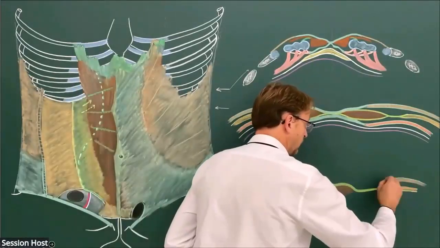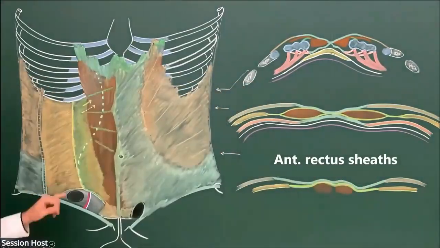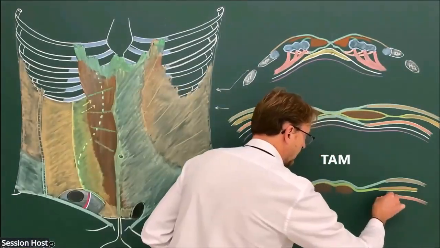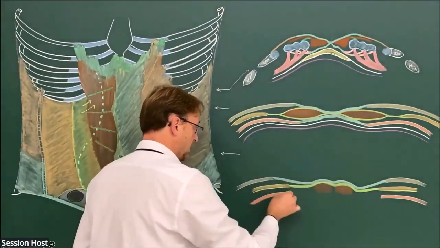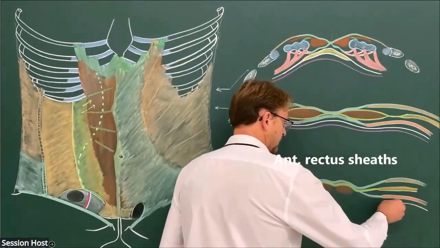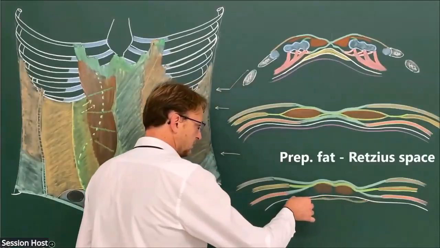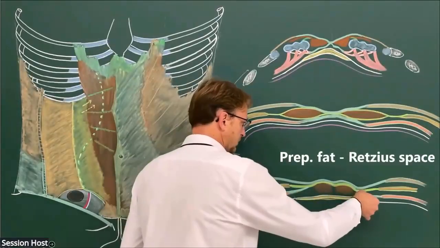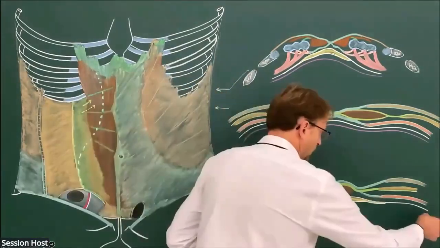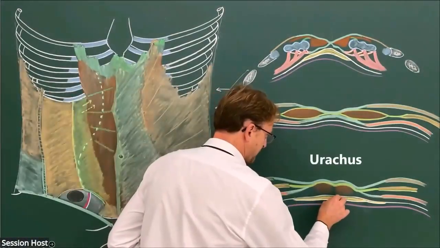External oblique now is far away. There is no overlap with the rectus, and it forms the anterior rectus sheath. And then the transversus abdominis muscle, similarly, again, there is no overlap anymore, and it forms only the anterior rectus sheath on this location. We can draw the transversalis fascia, the properitoneal fat of the Retzius space, with 2 layers probably of transversalis fascia and the peritoneum, and the urachus just here.